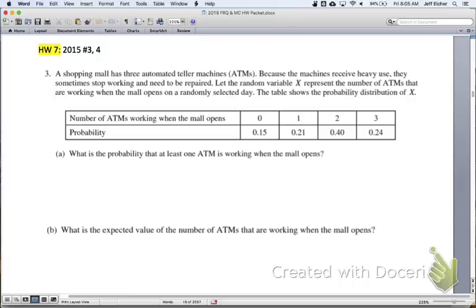So we have a shopping mall that has 3 automated teller machines, known as ATMs. Because the machines receive heavy use, they sometimes stop working and need to be repaired.